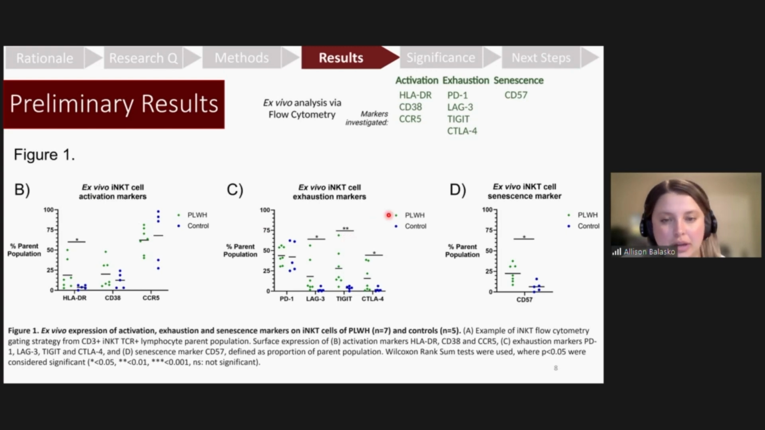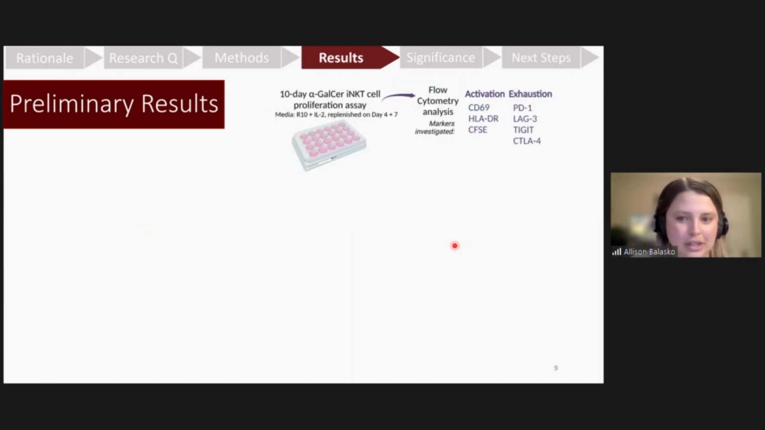And then we move to exhaustion markers. We have some high PD-1, but that's not different than the control group, as expected. But we do see increased LAG-3, TIGIT, and CTLA-4 in the samples from people living with HIV. And we also see increased senescence through the CD57 marker. So these are percent parent, so the percentage of cells that are expressing these markers. Should have said that earlier.